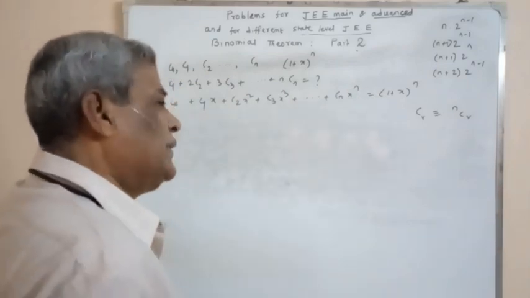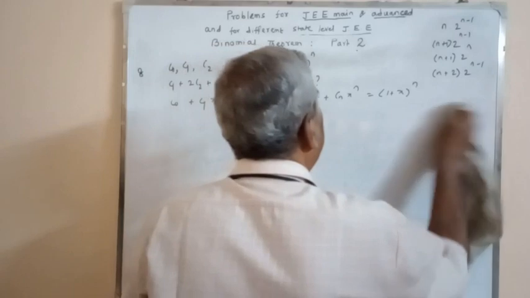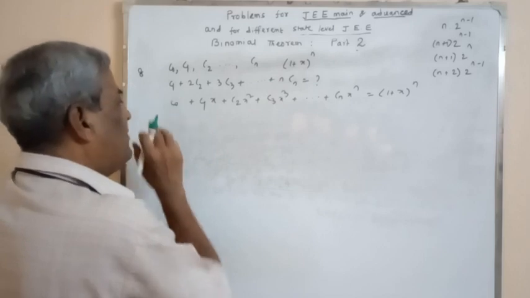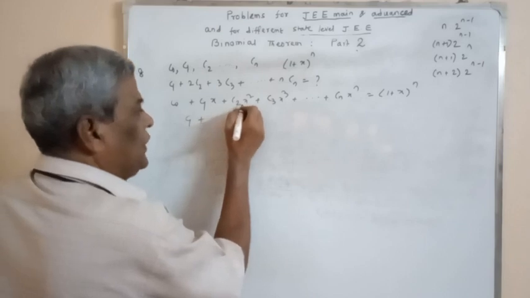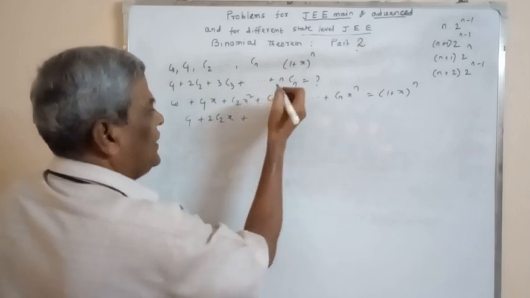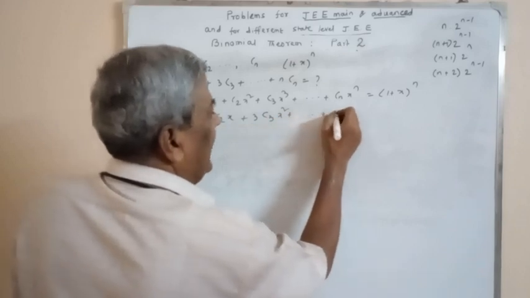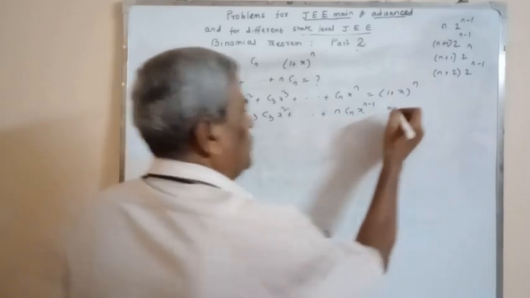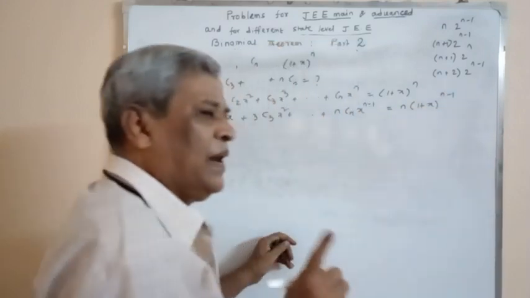So differentiating both sides with respect to x, we get, this is an absolute constant, so its derivative is 0. So C1 into 1 plus C2, derivative of x square is 2 into C2 x, plus 3 into C3 x square up to n Cn x to the power n minus 1 is equal to n into (1 plus x) to the power n minus 1. Simple differentiation.